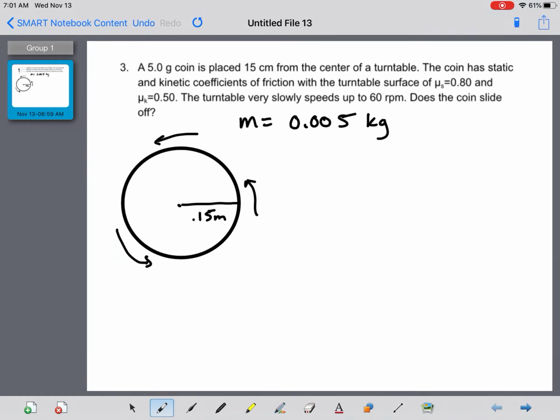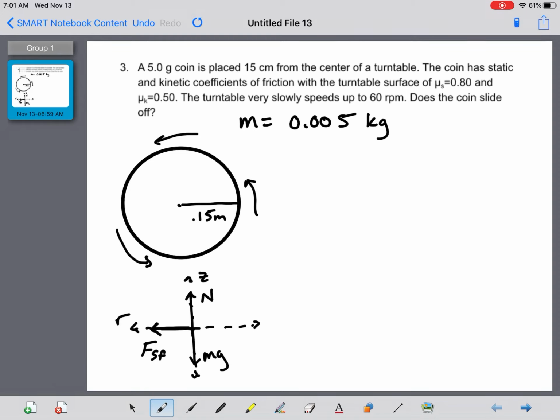Let's draw a free body diagram here. Let's imagine that I've got my z-axis here, and here's my radial axis, which means that my tangential axis is coming out of the screen. When this coin is on the turntable, it has the force of gravity down, the normal force up, and the force pointed towards the center, the radial force, the centripetal force here, is the force of static friction.